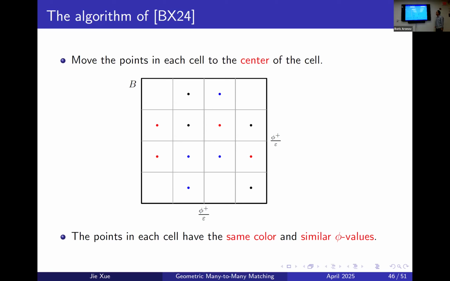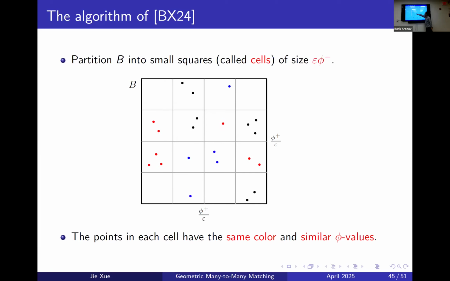Another observation is that all the points in the same cell must have the same color. The reason is very simple. The side length of this cell is epsilon times phi minus, which should be much smaller than phi minus. If you have two points with different colors here, then their phi value is even smaller than epsilon phi minus, which is impossible, right? Because phi minus is the smallest phi value.